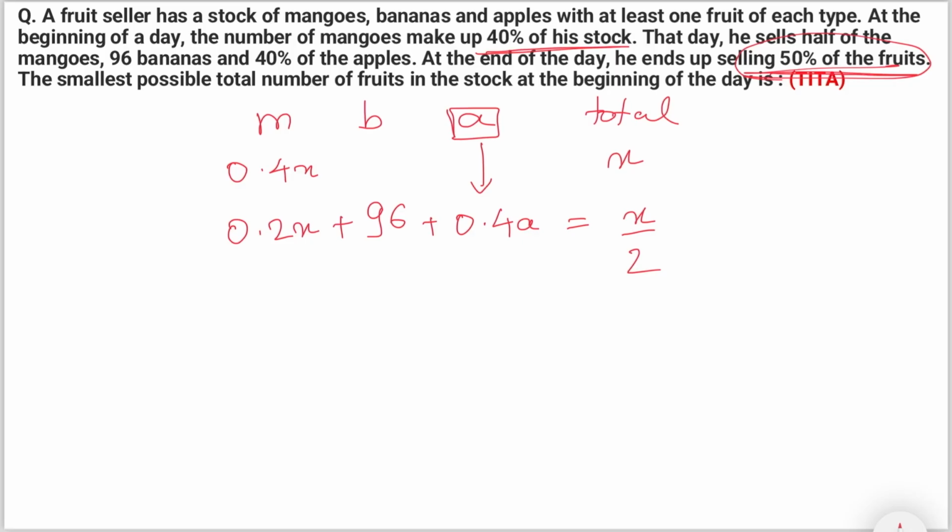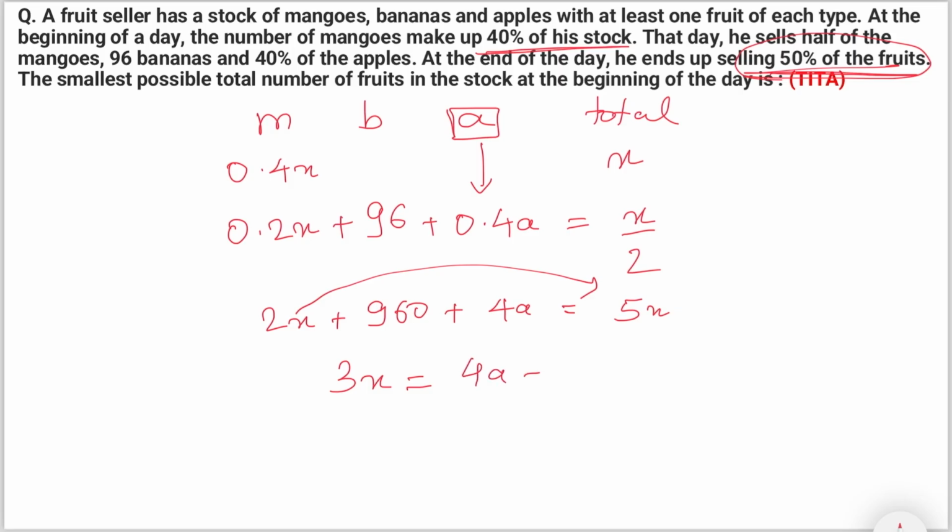Now, what we can do is we can simply multiply throughout by 10 to make things slightly easier. When we do that, we're going to get 2X plus 960 plus 4A is equal to 5X. Taking 2X on the right hand side, basically 3X is equal to 4A plus 960. Dividing by 3 on both sides, I will get X is equal to 960 upon 3, which is 320, plus 4A upon 3. I can simply write this as 4 into A by 3, right? This is what we get as X.